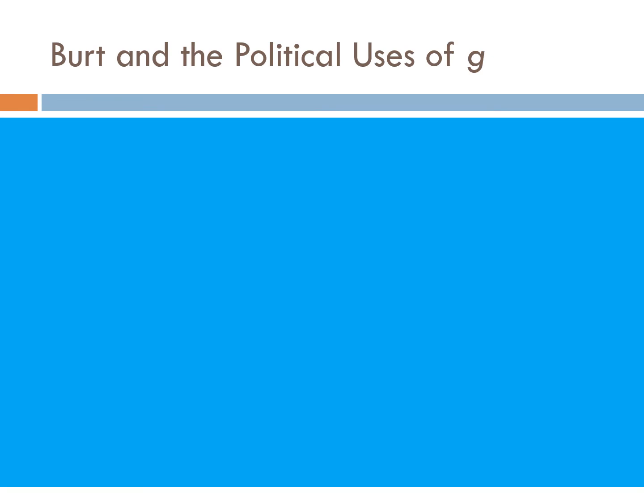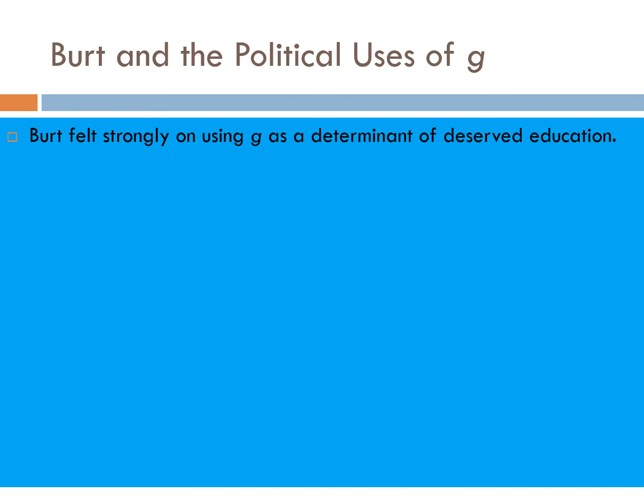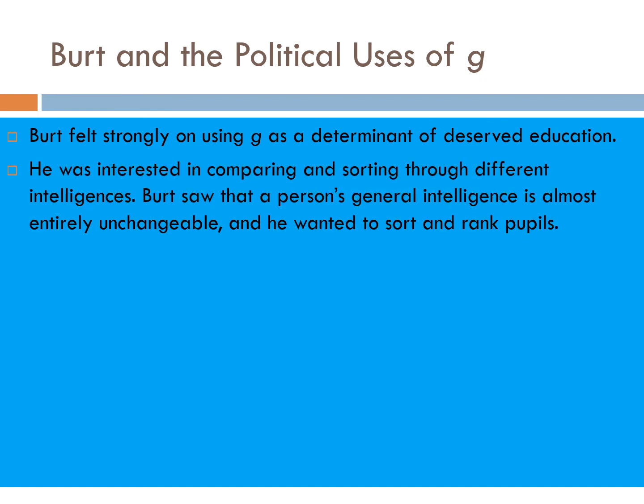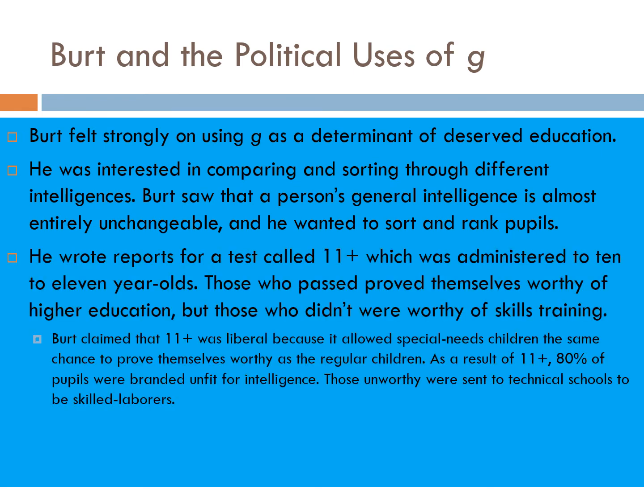So if we look at Burt and the political uses of this notion of general intelligence, Burt felt strongly about using g as a determinant of deserved education. He was interested in comparing and sorting through different intelligences. Burt saw a person's general intelligence as almost entirely unchangeable, and he wanted to sort and rank pupils.